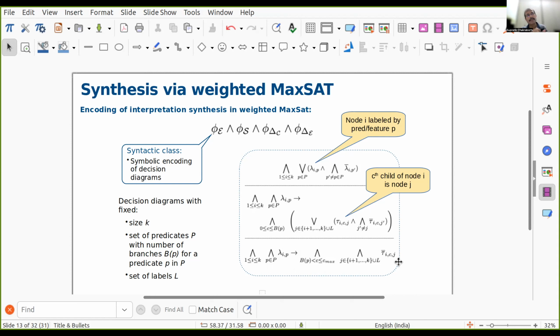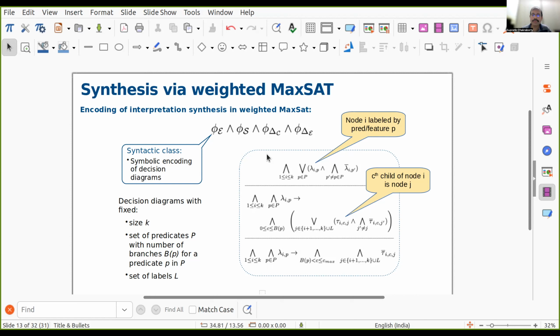And then in the decision diagram that I'm constructing, I also have a branch which is the 7th branch going out of this node. That should not happen. So for all C which is greater than BP, this should be false, which means for all J which is indexed higher, there should be no branch going from I to J, which corresponds to the C-th branch. This is just encoding the structure.